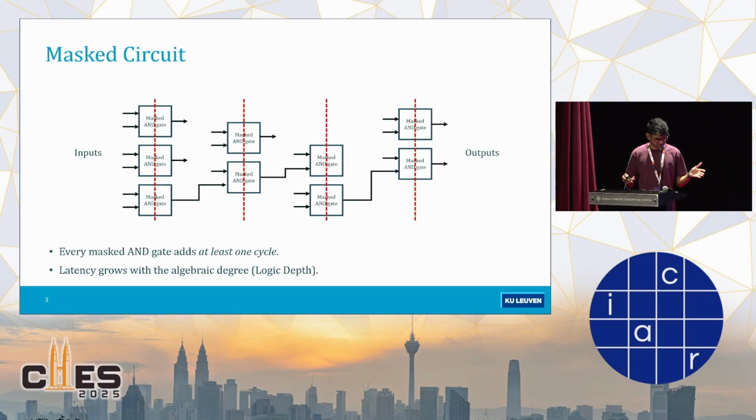So typically when you build a circuit, you have to chain multiple of these gates together. And every AND gate, depending on which gadget you use, typically introduces one or more cycles of latency. So when you have a large function like an AES S-box, then you have to have multiple layers, and that also increases the latency. By large, I mean large algebraic degree.